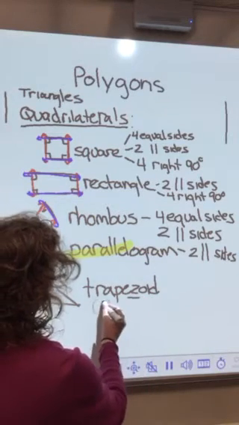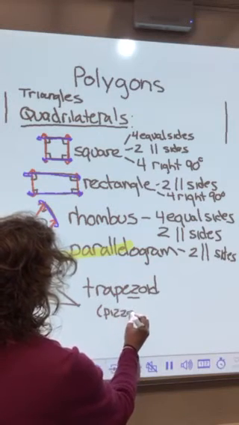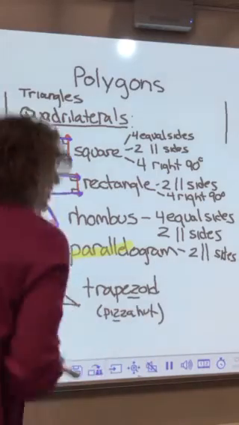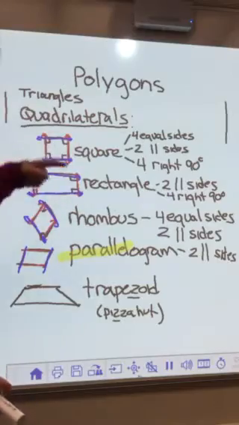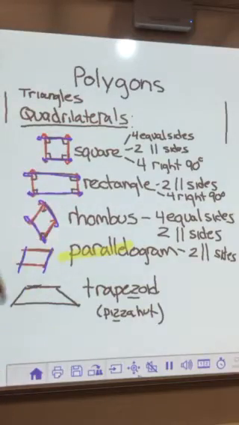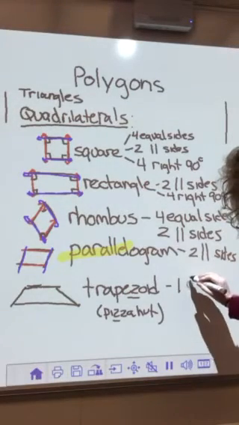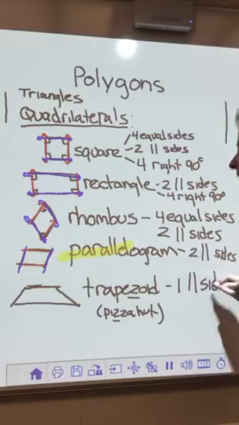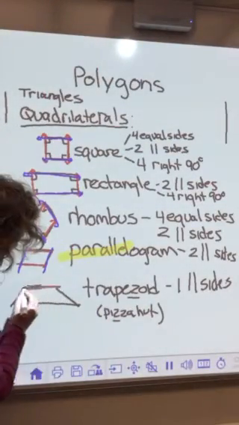I remember that one by thinking of the Pizza Hut roof. It also has a Z. When you think about that, see, we've got two sets parallel, two sets parallel, two sets parallel, two sets parallel. A trapezoid just has one set of parallel sides. Can you see that in there? Here's my set of parallel sides here.